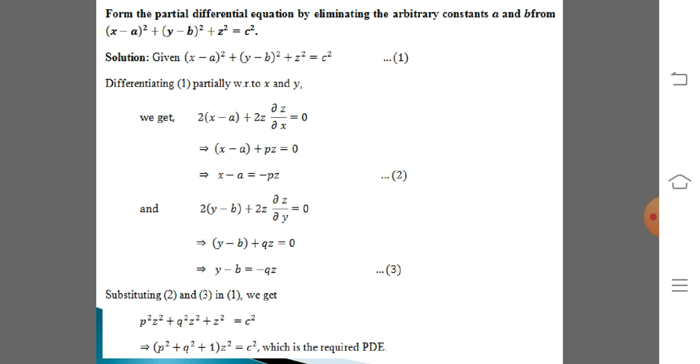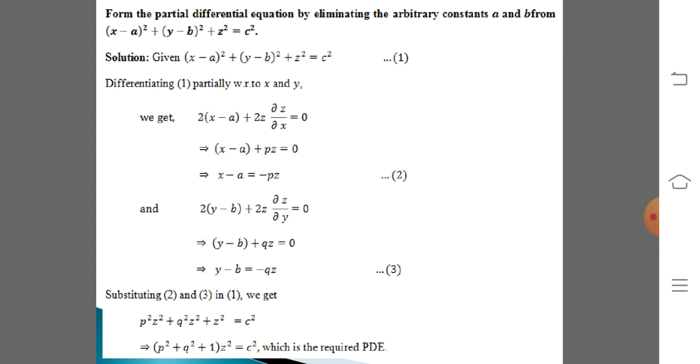So if you take dou z by dou x as p and divide both sides by 2, you get x minus a plus p z equal to 0. This implies x minus a equal to minus p z. Similarly, if we differentiate equation 1 partially with respect to y, we get y minus b equal to minus q z. So by differentiating the given equation partially with respect to x and y, we have actually got the values for x minus a and y minus b.